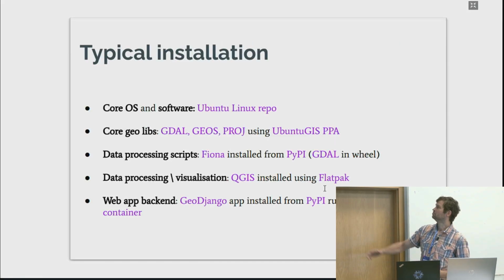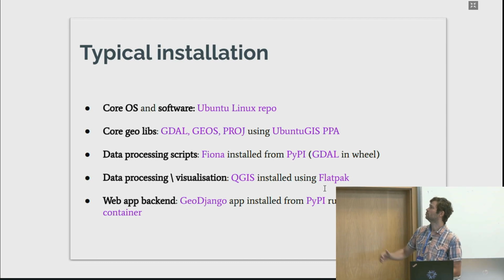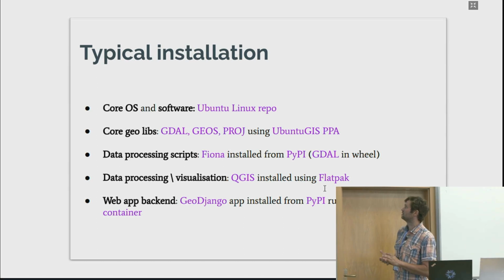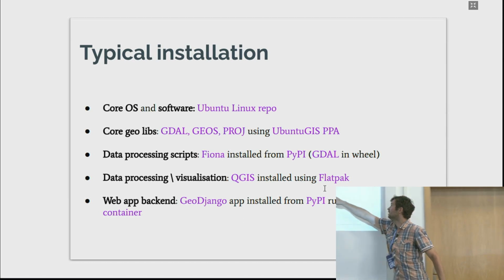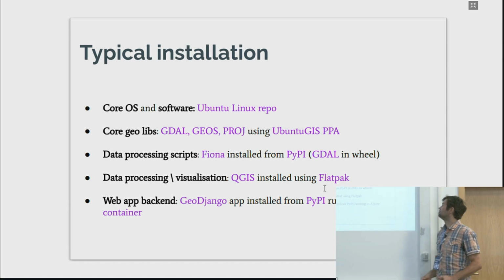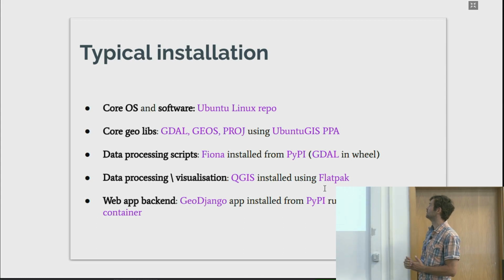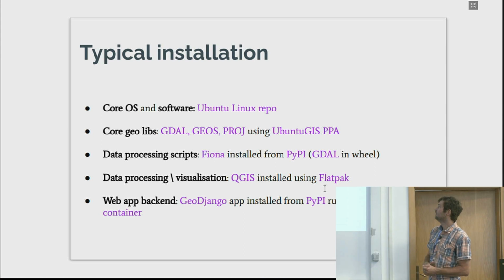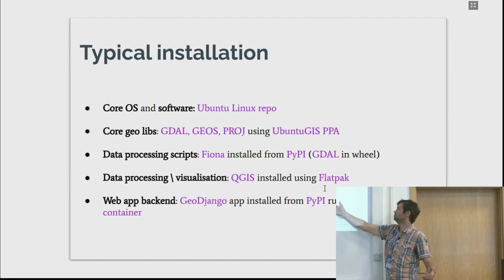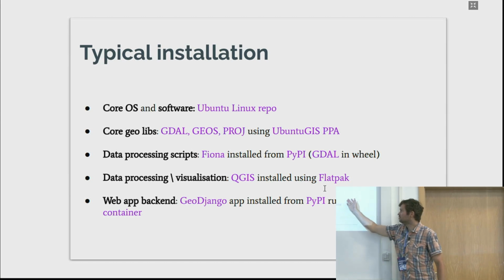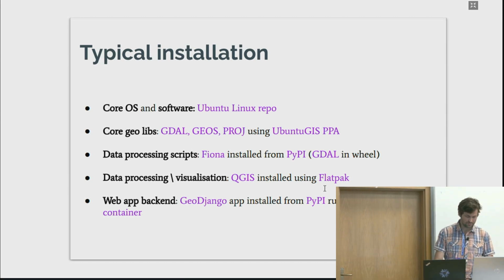So this is a typical example. You have Ubuntu Linux, you install GDAL, Geos, Proj, core libraries from Ubuntu GIS. Then for some kind of data processing, you install Fiona to your Python virtual env. By the way, Fiona comes with GDAL. Again, it's optional, but this is the default. You can turn it off, but it comes with GDAL bundled in the wheel. For data processing, we install QGIS using Flatpak, and then we have some web service installed to our Alpine container.